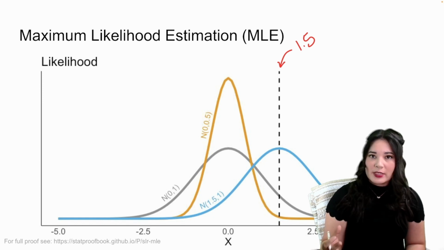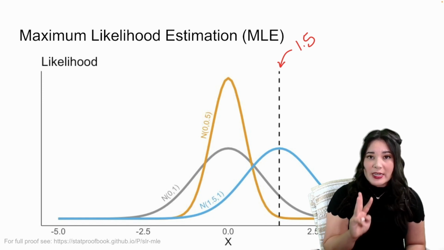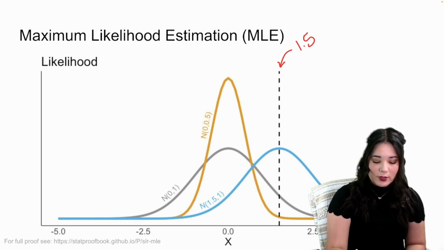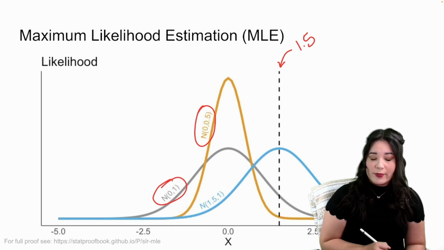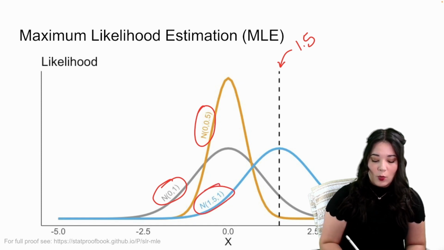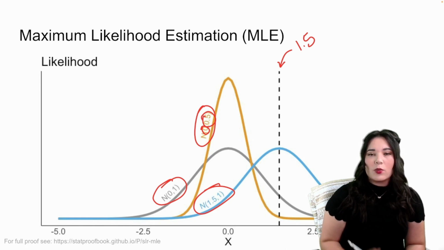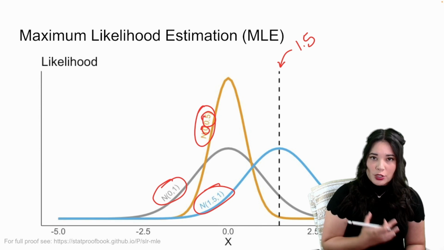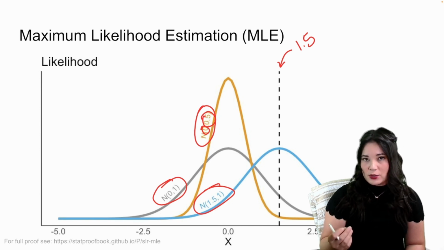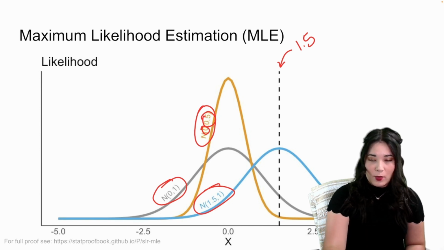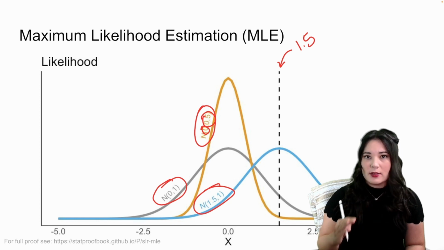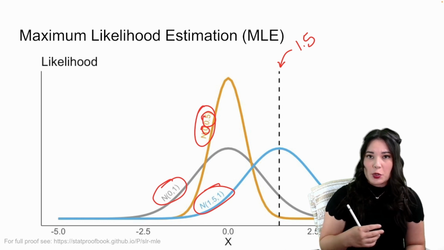For the sake of simplicity, we're only going to consider 3 different distributions. First, a normal 0, 1, then a normal 0, 0.5, and finally a normal 1.5, 1. These numbers just represent the mean and the variance of our distributions. Now, when we talk about likelihood, we want to choose one of these 3 distributions that makes our value of 1.5 the most likely. We can tell the likelihood of a value by looking at the height of the distribution.